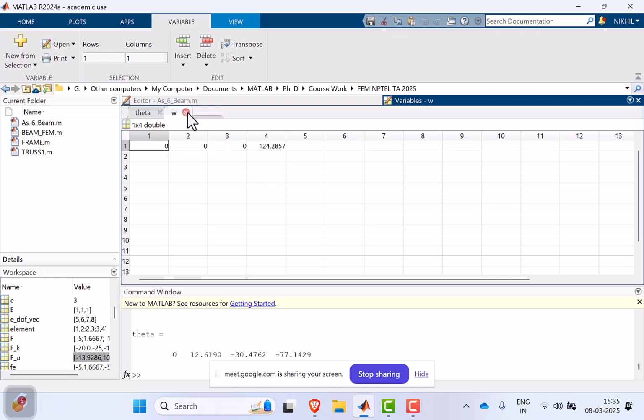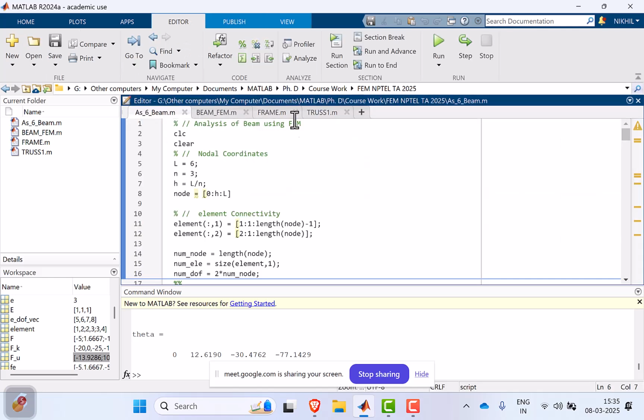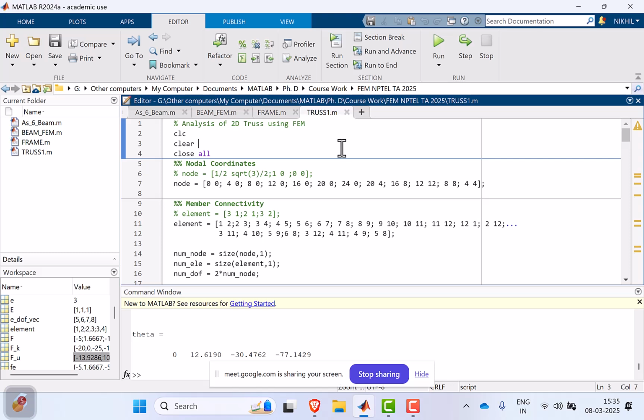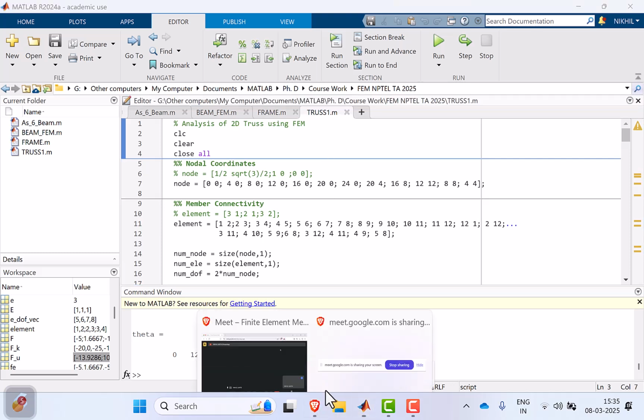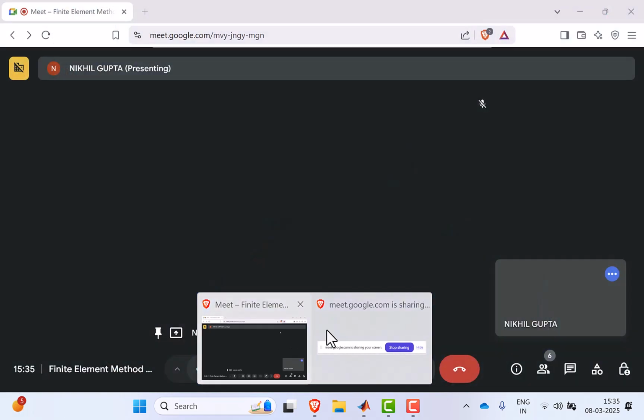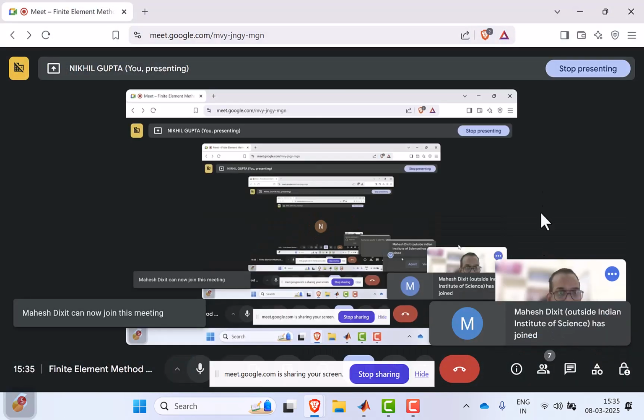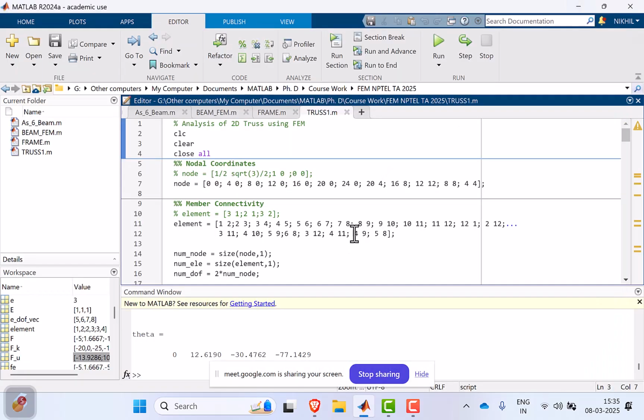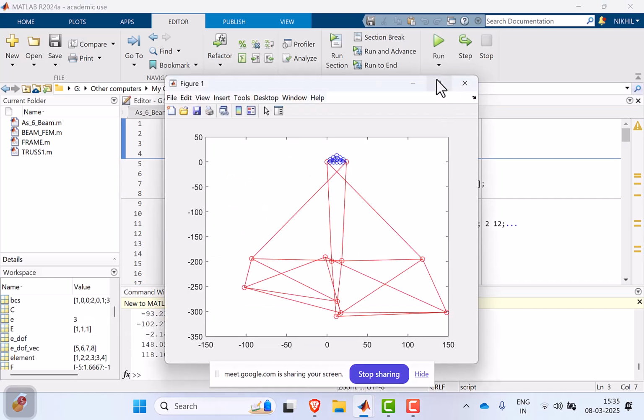Okay, is it visible? The MATLAB is visible. Yes, sir. Okay. So I'll run the truss problem and see.